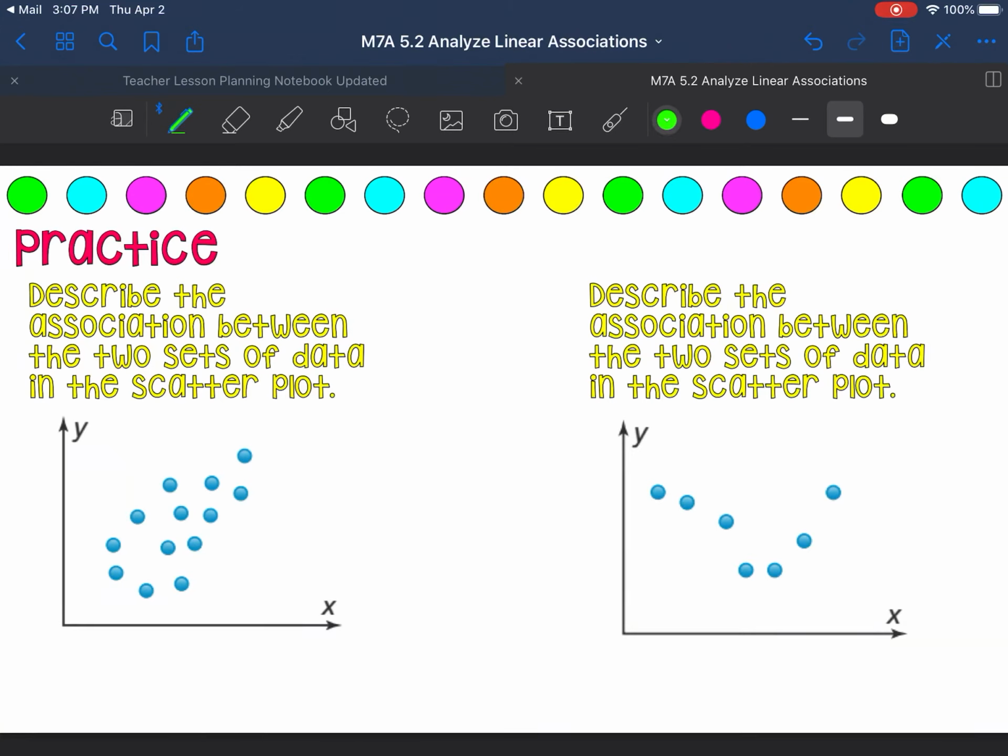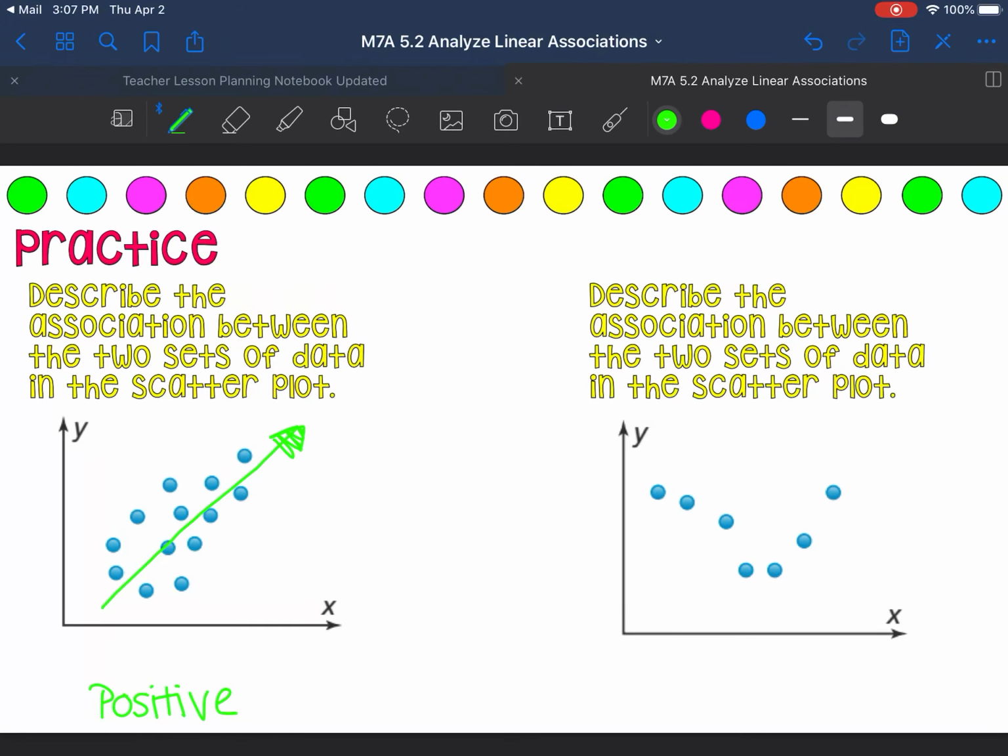All right, so remember, in order to figure out my association, I need to draw my trend line. So I'm going to estimate my trend line is right about here. All right, so I have my trend line. Is it positive or is it negative? It's positive because it goes up, like if you were going up on a roller coaster. So I can already answer that. It's positive. Now I need to figure out, is it strong or is it weak?